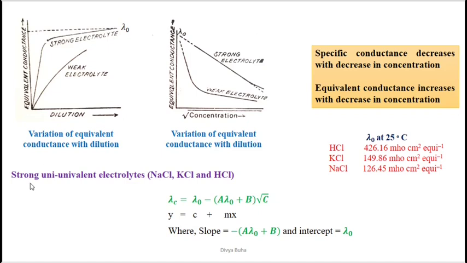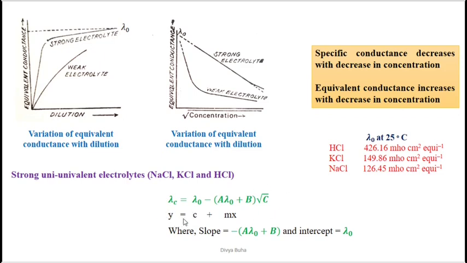So you can either go for NaCl, KCl or HCl. You can use any of the strong univalent electrolytes in order to prove the DHO equation for a strong electrolyte, or you can say in order to verify the DHO equation. So this is the DHO equation, right?